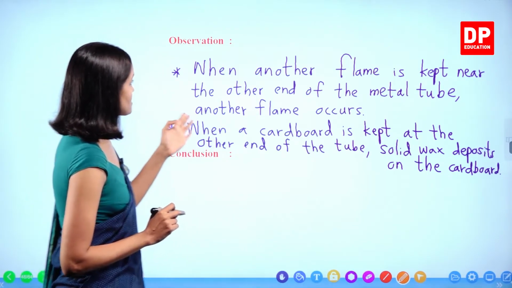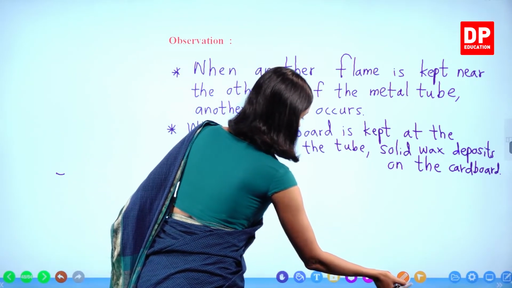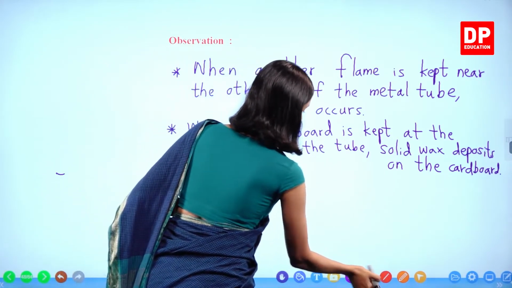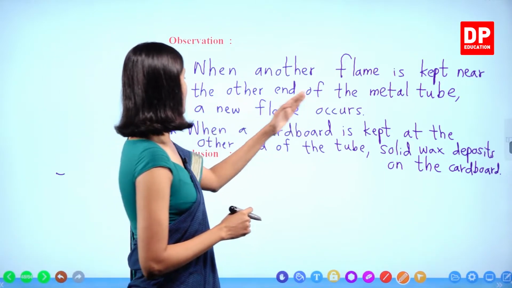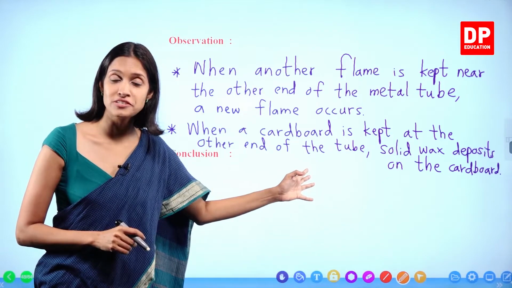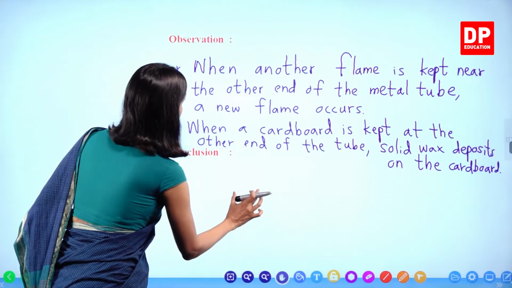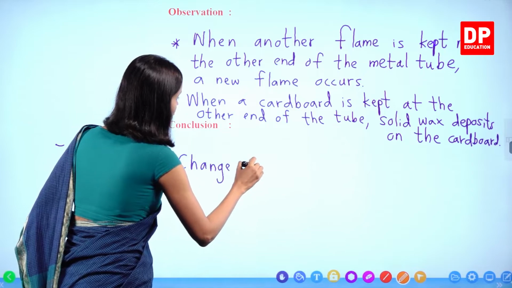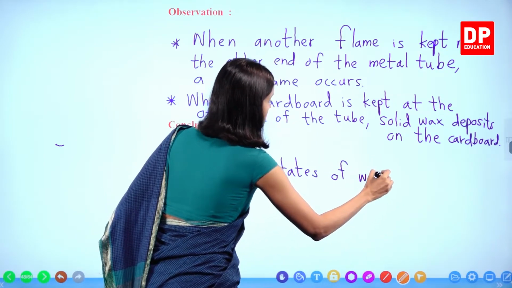Right? Or we can simply write, when another flame is kept near the other end of the metal tube, a new flame occurs. We'll write it like that. A new flame occurs. When a cardboard is kept at the other end of the tube, solid wax deposits on the cardboard. So it's very clear that when we do this activity, we can observe the change of states of wax. Okay, let's write the conclusion. Change of states of wax takes place.